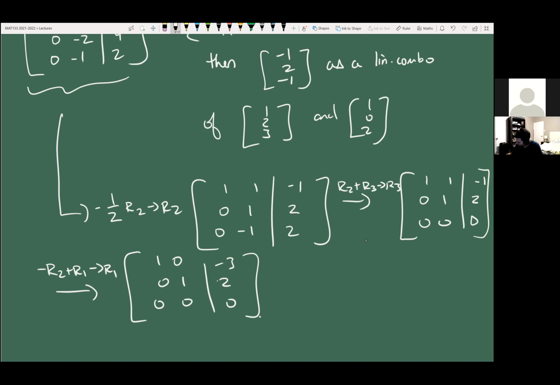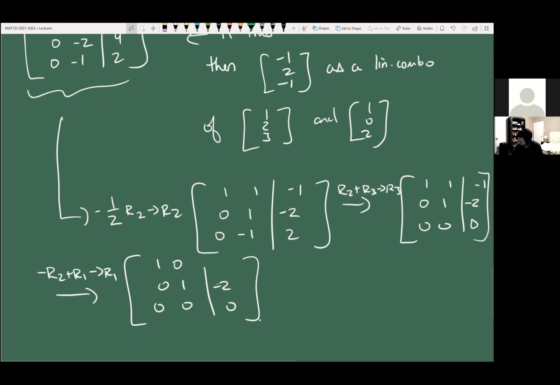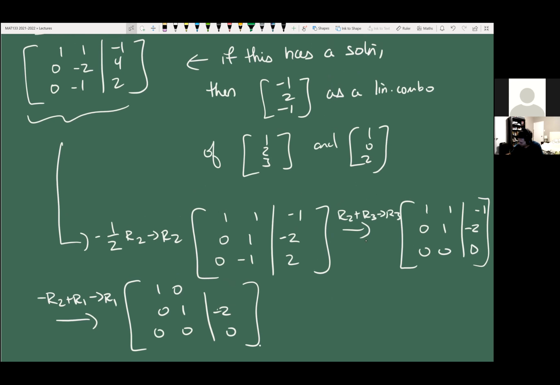Did I do that right? Negative that plus that, so that'd be -2. Oh, no, sorry, this should be -2. Right. And then if I add negative that, I get -2. Those still cancel. And then negative that plus that should give me 1 here. Did I row reduce that correctly? Yes. Does everyone agree?